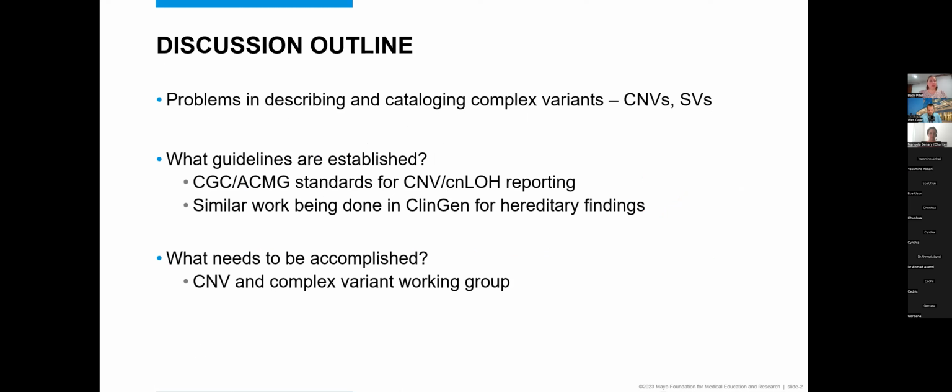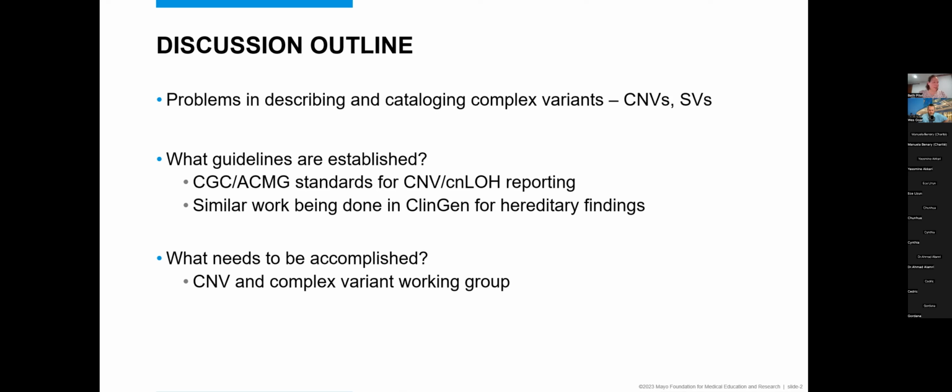So first, we'll go into some of the problems in describing and cataloging complex variants. For the purpose of this talk, we'll be limiting that to copy number variants, structural variants, and a little bit of copy neutral LOH and the combination of those elements. We all know that complex variants can be a number of different things and a number of different variant types occurring in a single event.